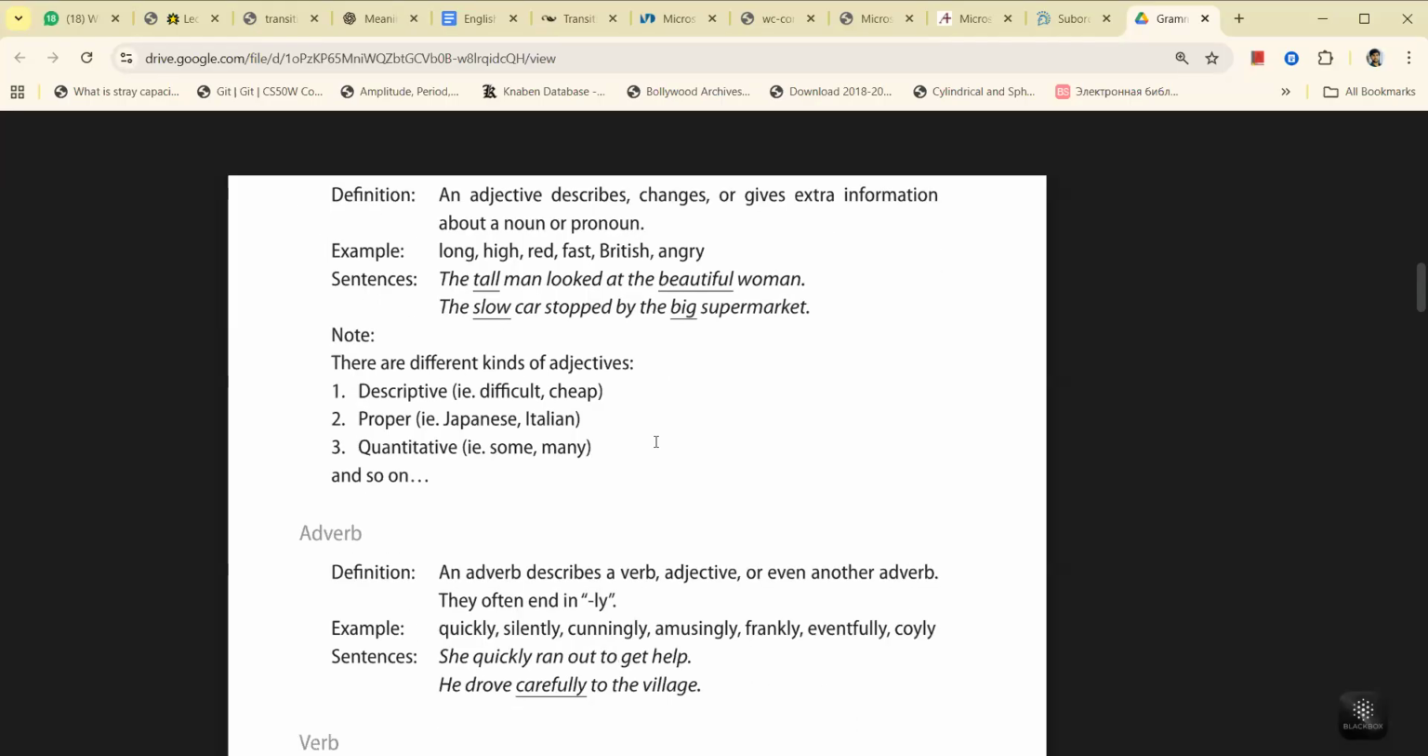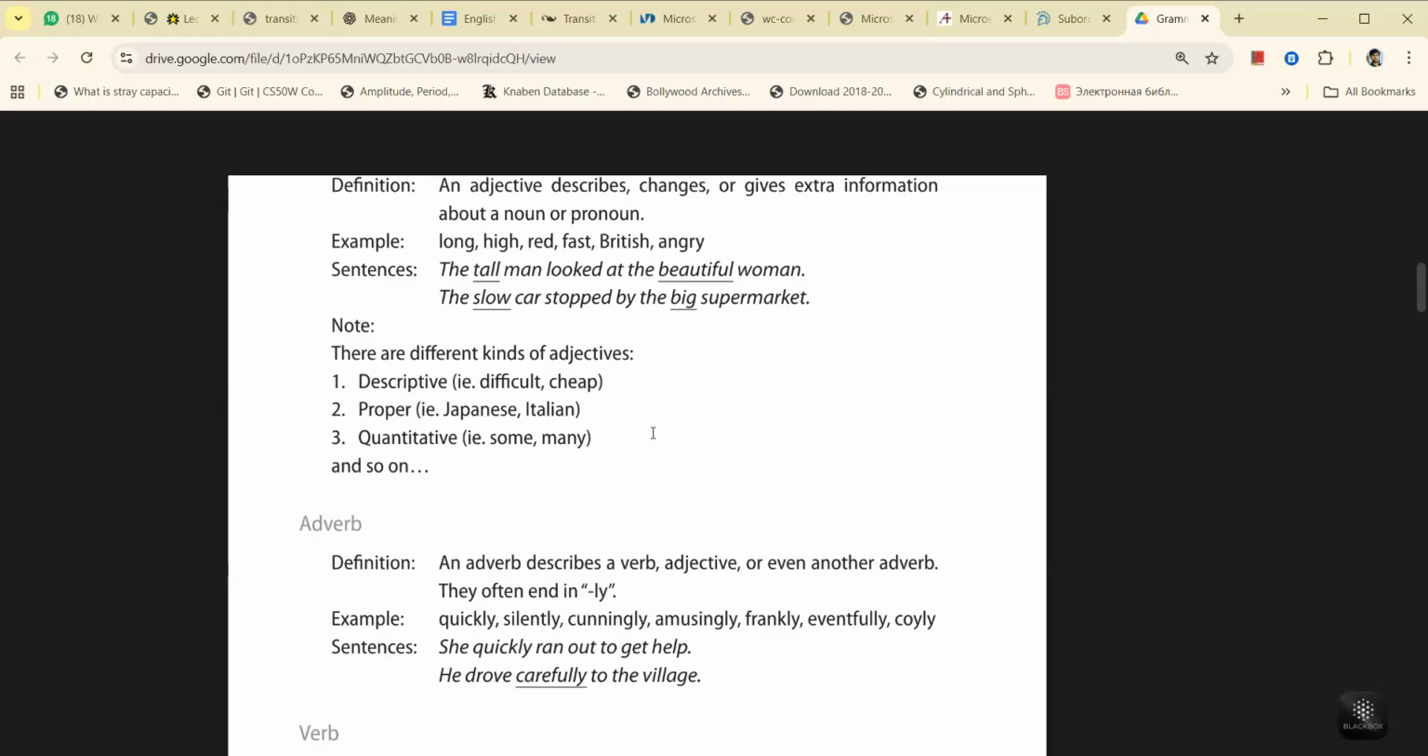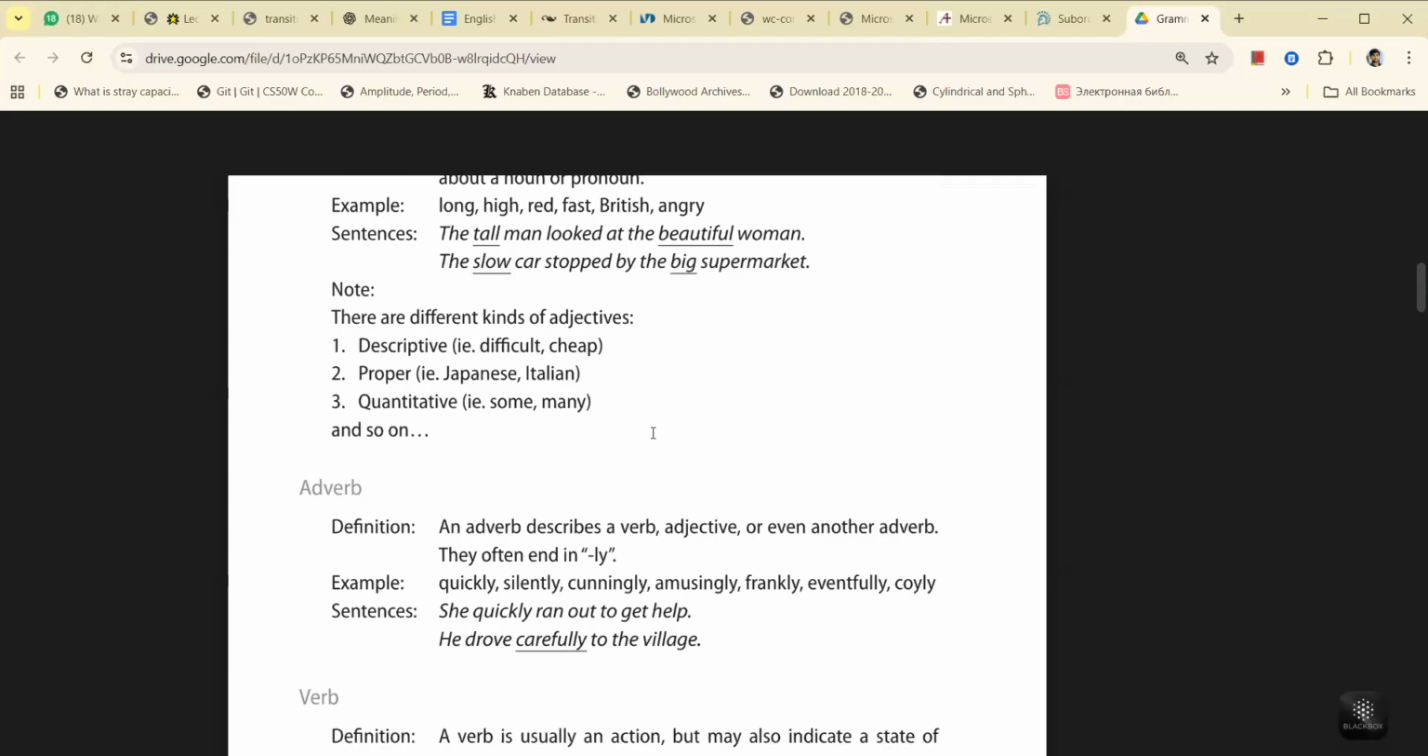Let's see the sentence: The tall man looked at the beautiful woman. So tall and beautiful are the adjectives which are describing nouns. So we can understand this. The yellow car stopped by the big supermarket. Now you see yellow and big are adjectives, again used for nouns. Note: there are different kinds of adjectives.